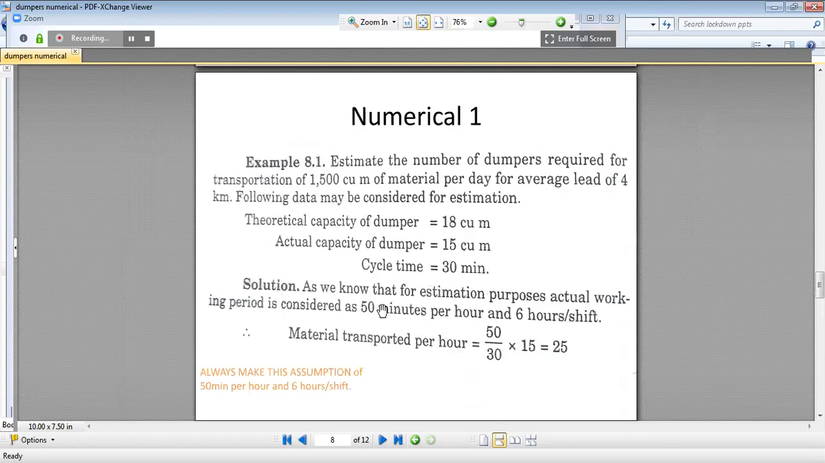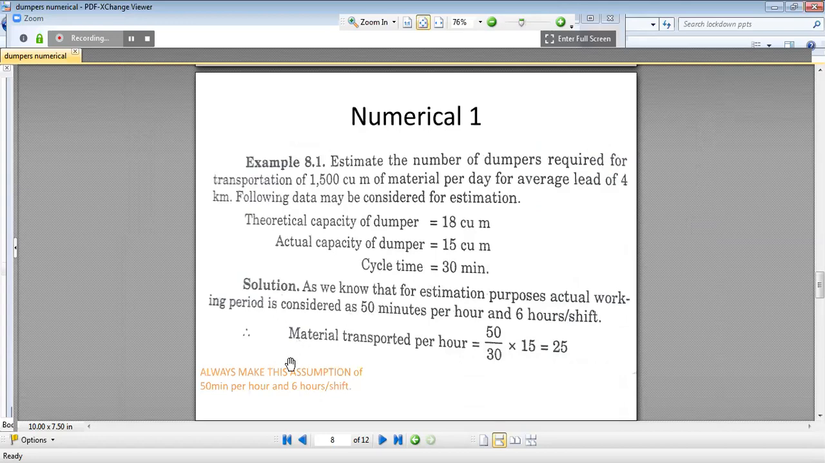So first, try to understand the numerical here. He is asking you to calculate the number of dumpers required for the transportation of 1500 cubic meter of material for an average lead. Lead is the distance by which I am supposed to dump the soil. So I am excavating the soil and I have to dump it somewhere, and that distance is called the lead. It is 4 kilometers in the numerical.